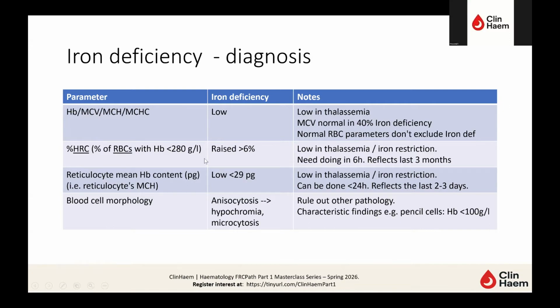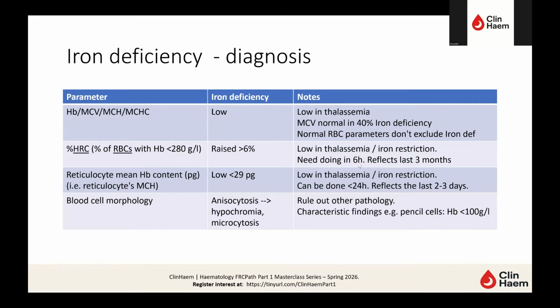Some more before we jump onto the main thing, which is ferritin. Some more parameters from the full blood count itself. They're not new now, but they're a bit less known. So percentage of hypochromic red blood cells, so the percentage of those cells which have a low hemoglobin in the cell itself. If it's more than 6%, then this reflects iron deficiency or iron restriction. It either reflects iron deficiency itself, or it reflects that the iron is not being utilized to make hemoglobin.